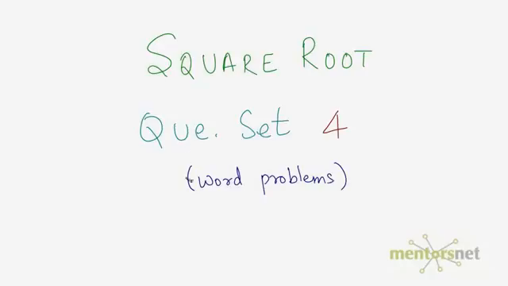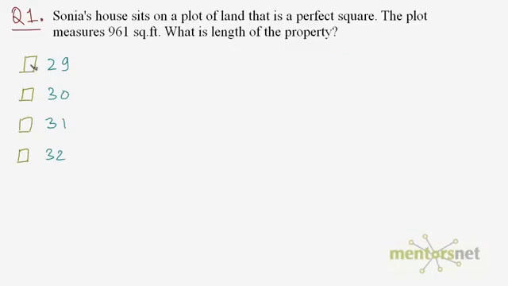Hey everyone, this is a question set on square roots in which we'll be solving some word problems. So let us start off with the first question. Sonia's house sits on a plot of land that is a perfect square. The plot measures 961 square feet. What is the length of the property?